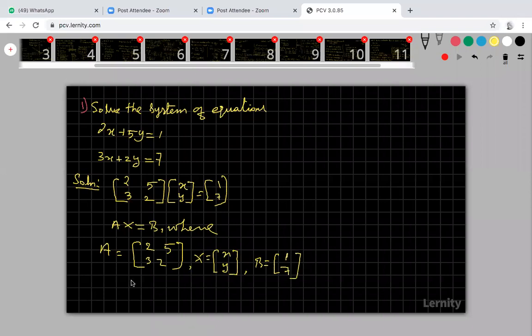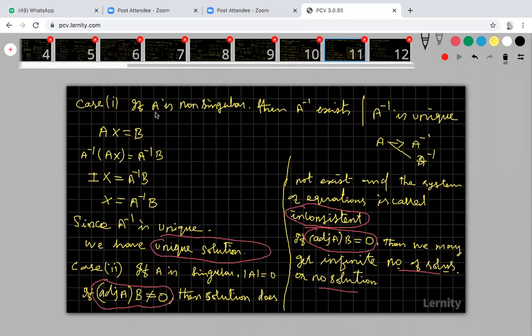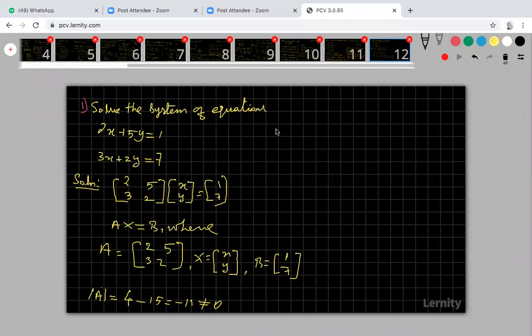What is the first step we have already discussed? First of all, check the determinant of A. Is it singular or non-singular? Determinant of A is equal to 2 into 2, 4, minus 15, so the answer is minus 11. Determinant of A is not equal to 0, which means A is non-singular. A inverse exists, so we will get a unique solution.